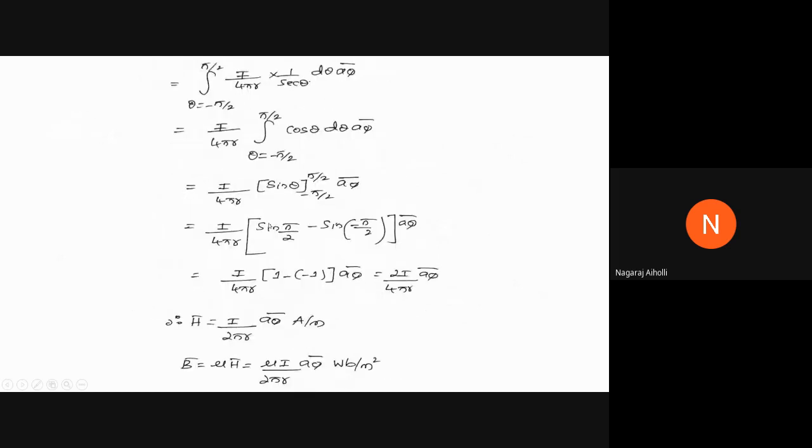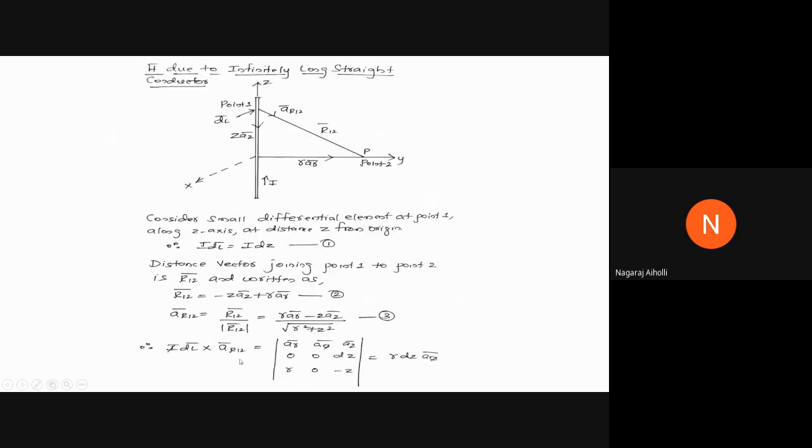The cross product DL cross AR12 bar, write it in the determinant form. That is the cross product equation. It is given by the coordinates AR, A phi, AZ. This is in the cylindrical system because it is along the Z axis, the axis of the cylinder. Hence, it is considered as the cylindrical system. The coordinates of the cylindrical system are R, phi, and Z. Therefore, it is AR bar, A phi bar, AZ bar.